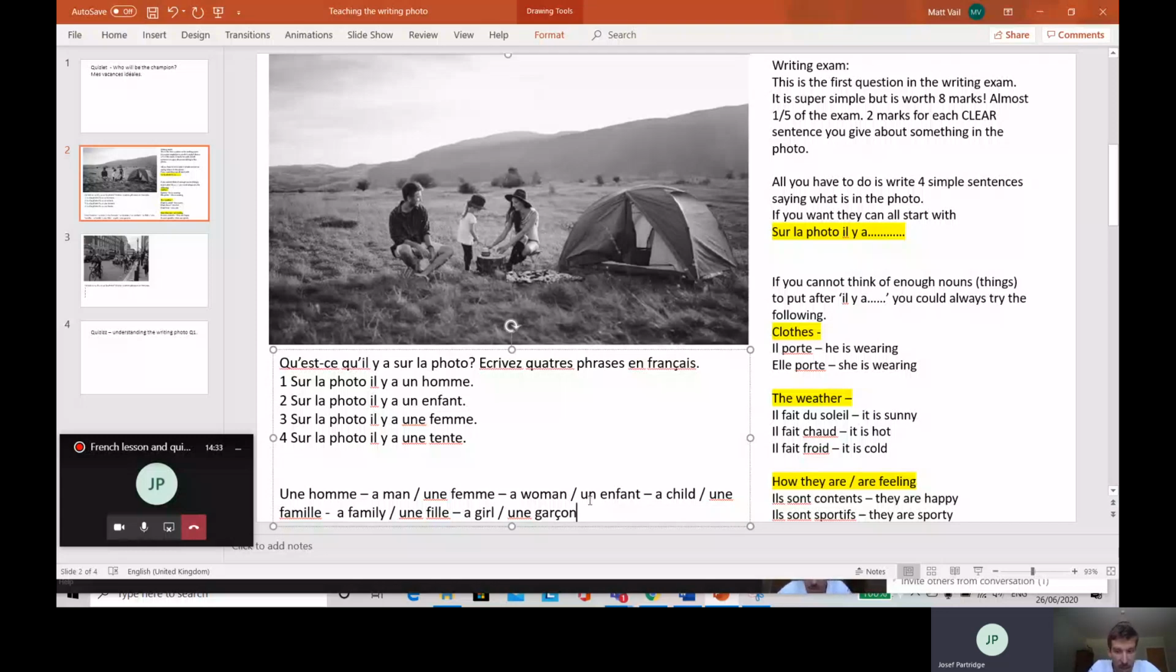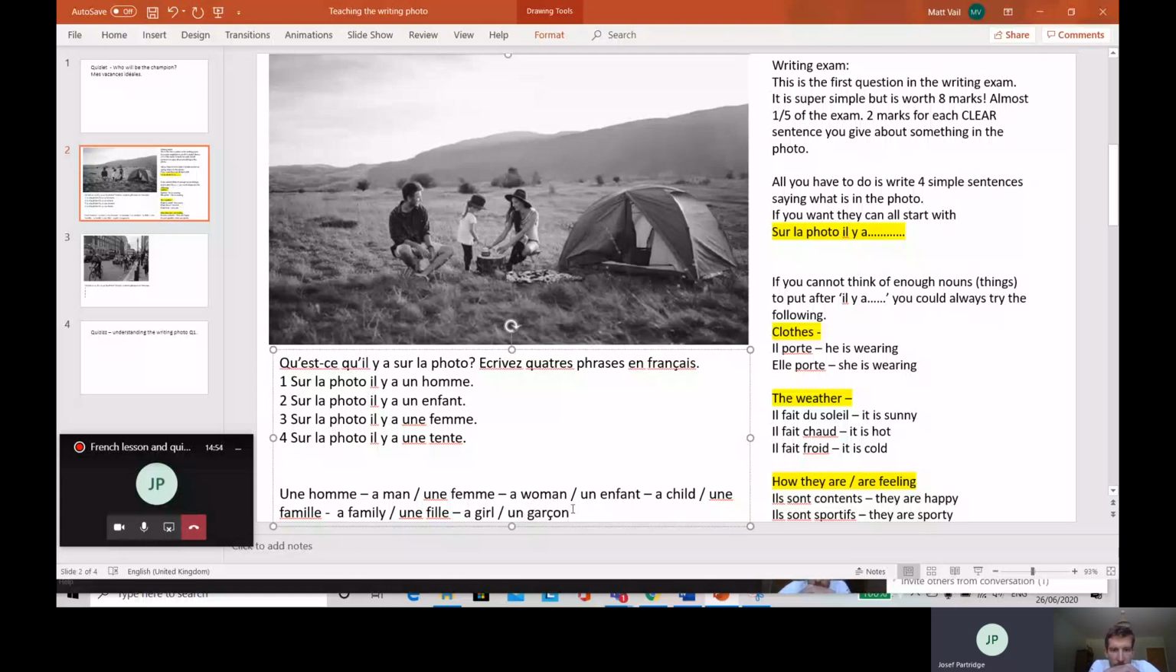Those sort of nouns that are linked to certain topics. But again, if you're really stuck with those, you can always go down that route of the weather. Lots of the pictures are taken in outside situations. Or how you think the people are feeling, which is a good option if you're a bit stuck on in the photo there is. So we've got un homme, une femme, un enfant, une famille, une fille, un garçon. Oh, sorry, not une garçon, un garçon.